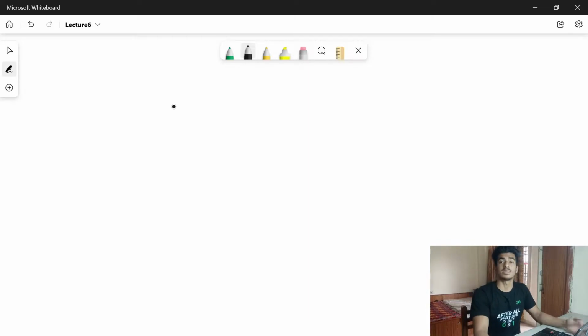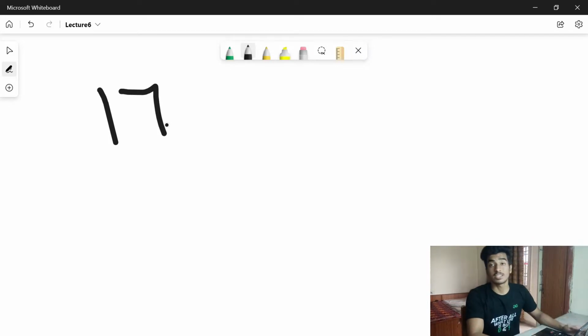So this method is a kind of thinking and not writing, and you will get habitual when you practice more and more of this. So suppose I have a number 17. So your first step is to find the number that is less than 17 and is a power of 2. And here in this case, our number is 16.